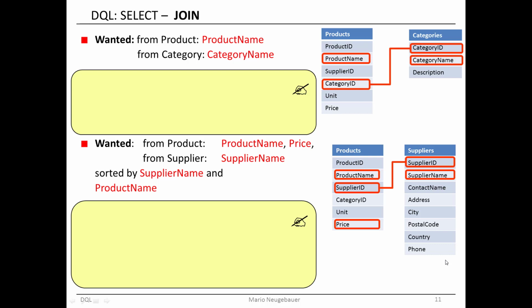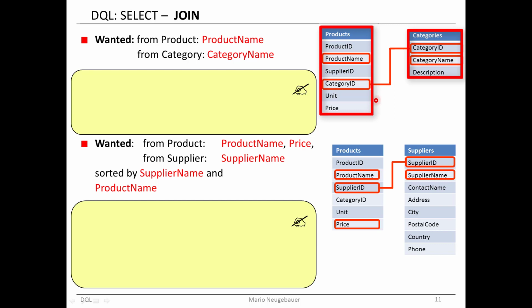Now let's have a look at two small tasks for our joining of the tables. The first task refers to two tables, products and categories. And here, if you look into the products, then it might be interesting to have the product name and the category name from the categories table.